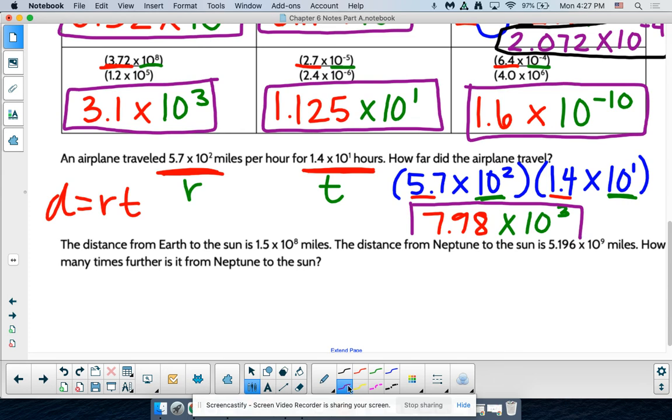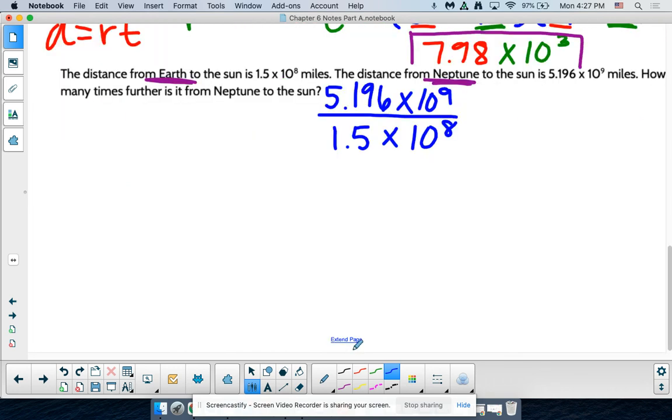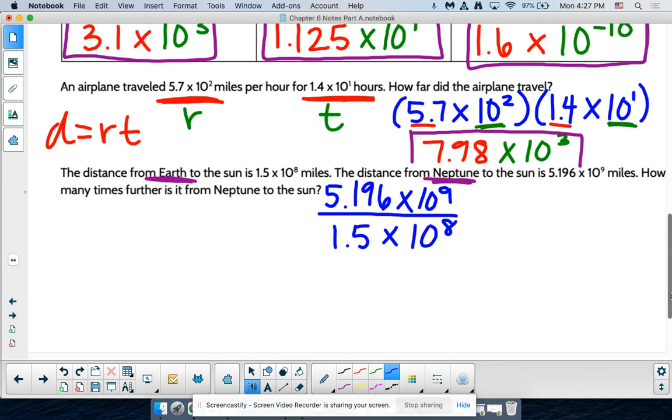Okay, if you're looking for how many times further something is, you guys, you're typically dividing. So I want to see how much further Neptune is from the Sun than Earth. So we're going to divide. So if we crunch this one out here, we're going to have 5.196 times 10 to the 9th over 1.5 times 10 to the 8th. All right, divide it out, folks. Last one here.